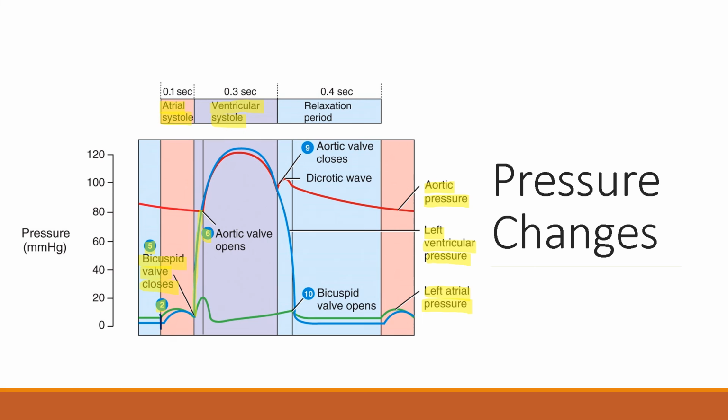Number 6 is when the aortic valve opens. So continuous contraction of the ventricles causes pressure inside the chambers to really rise quite sharply. As the aortic valve opens, we get that sharp increase of pressure in the aorta, but the ventricles are still contracting as well, so they also are continuing to increase in pressure.